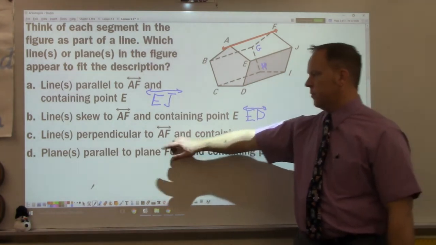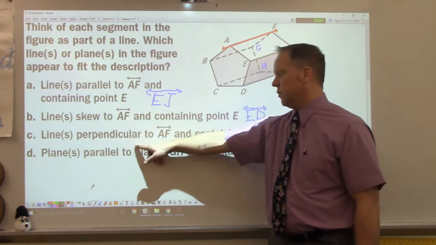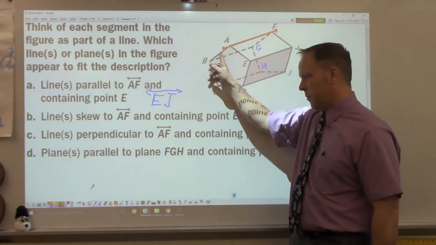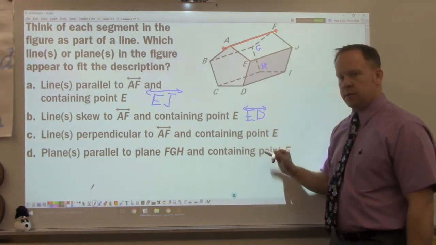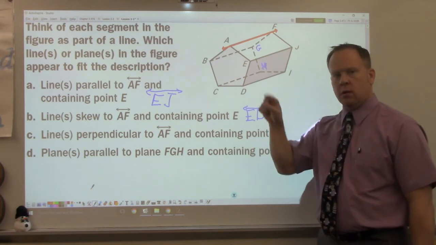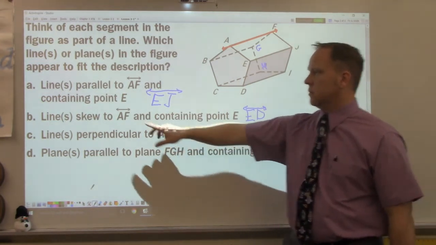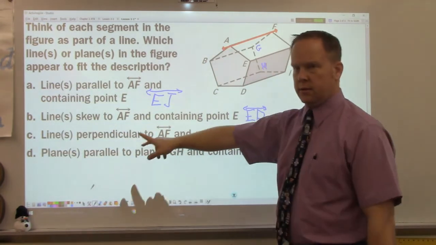Continue on now. Letter C wants line or lines perpendicular to AF. So still dealing with the red line I highlighted up top. Perpendicular to line AF and contains point E. Now, some of you are probably thinking, Mr. Briner, there's no 90-degree angle marks. They want to know which ones appear to be perpendicular. So they're not going to draw the boxes.